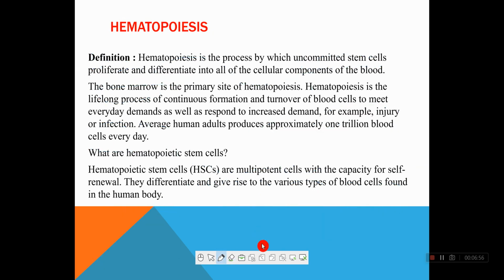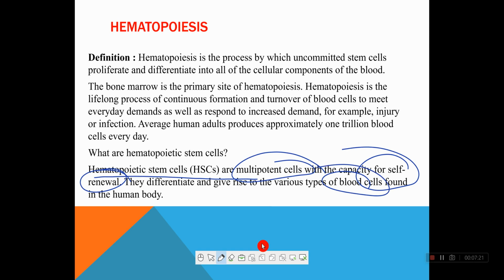Alright, so I think this is clear: what are stem cells and what are the hematopoietic cells. Hematopoietic stem cells are multipotent cells which have the capacity for self-renewal. All stem cells have the capacity of self-renewal, as well as the capability to differentiate and give rise to different types of the particular cells for which they are made. So the hematopoietic stem cell has the property of self-renewal, and the second property is the differentiation into blood cells.